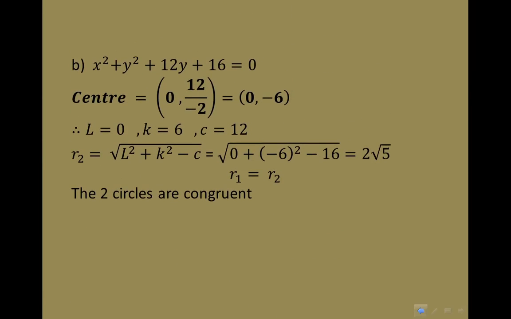The second equation is free from the term of x, then the x coordinate of the center equals 0. 12 divided by negative 2 equals negative 6. Then the center of this circle is 0 and negative 6. Here L equals 0, K equals positive 6, and C equals 16. I'll correct, C equals 16. Then R2 equals the square root of L squared plus K squared minus C, equals 0 plus negative 6 squared minus 16, equals 2 root 5.